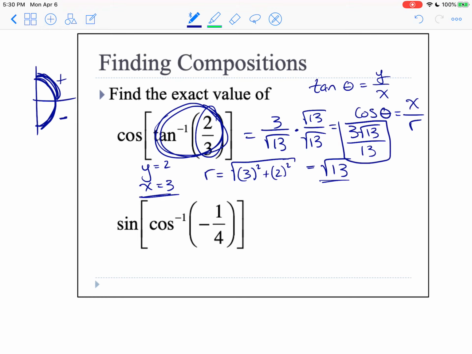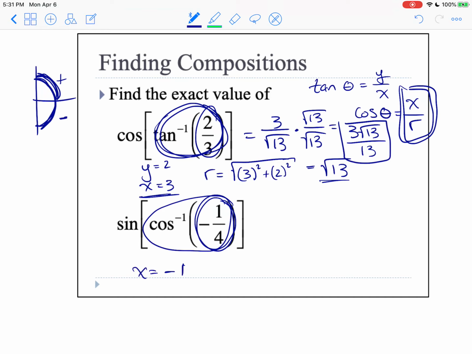So let's go through the same process again. This cosine inverse function represents an angle, and then sine of that angle is what I'm interested in. The definition of cosine, which I have written over here, is x over r, that means that x has to be the negative thing. So x is -1. And I know it has to be negative because the radius is never the negative thing. A radius is a length, and that length is always positive. And so that means the radius is 4.